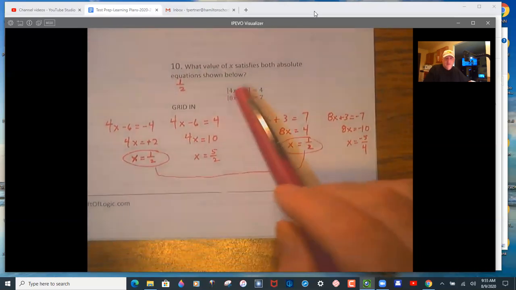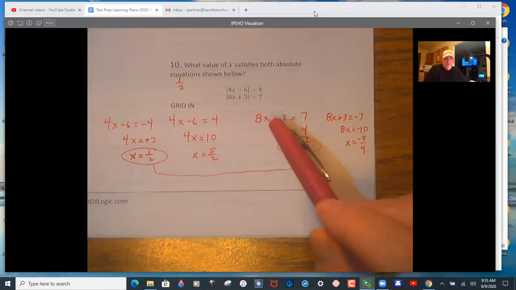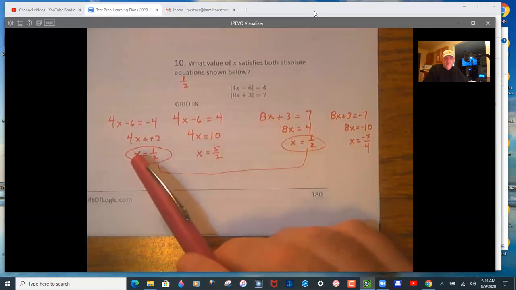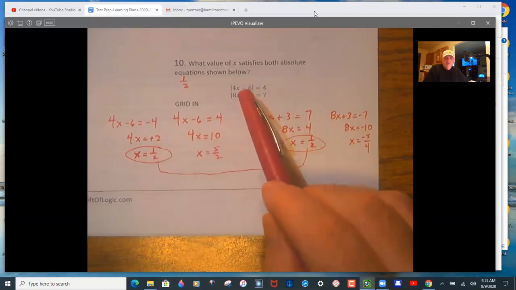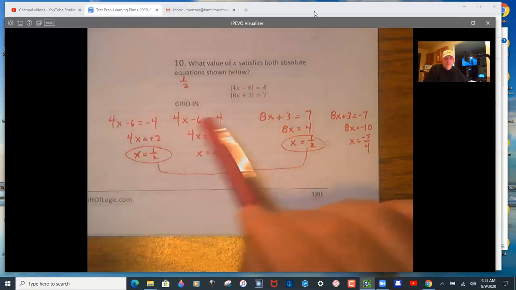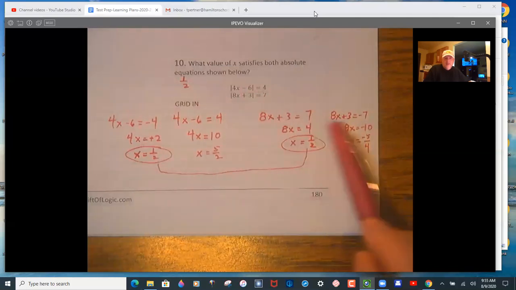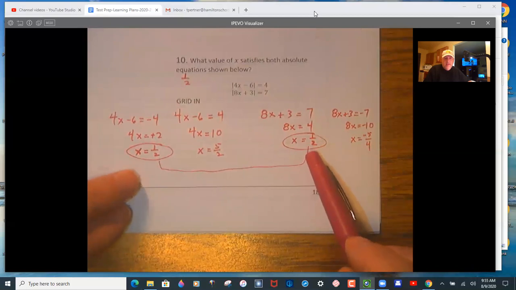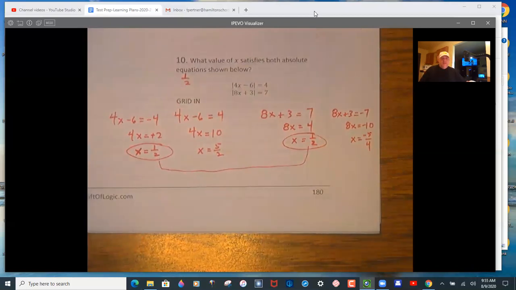And then number 10, what value of x satisfies both of those? So solve positive and negative with the top one, the positive and negative with the bottom, and then 1/2 is the one that satisfies both of those.